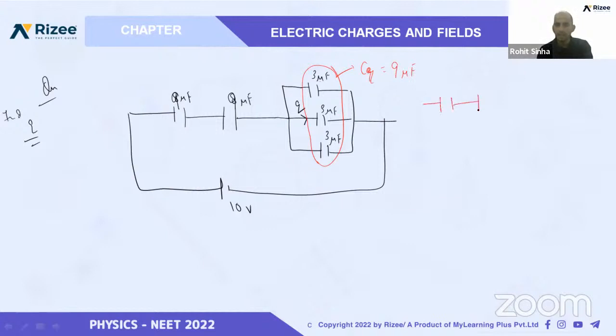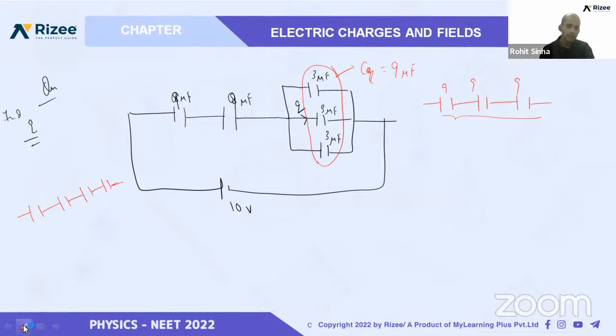Now, after solving this, what we are having? We are having 3 capacitance like this: 9, 9, and 9, and all three are in series combination. We have studied earlier like this. If we have n capacitance.